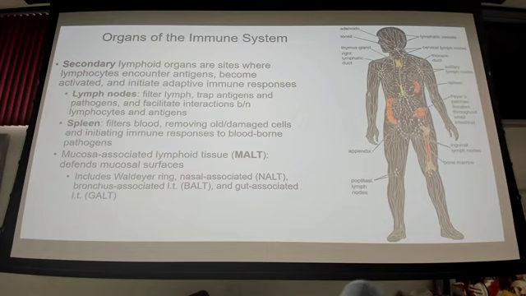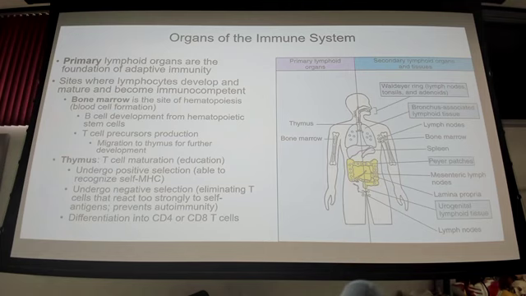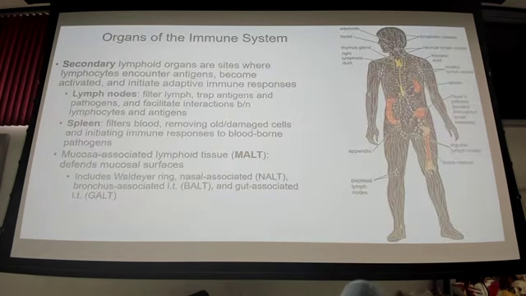All of that has its niche names: the NALT, the nasal associated, the BALT, bronchus associated, and the GALT, gut associated. Probably some others as well, but those are some of the major ones. And the Waldeyer ring shows up here. That's the tonsils and adenoids around the pharynx.